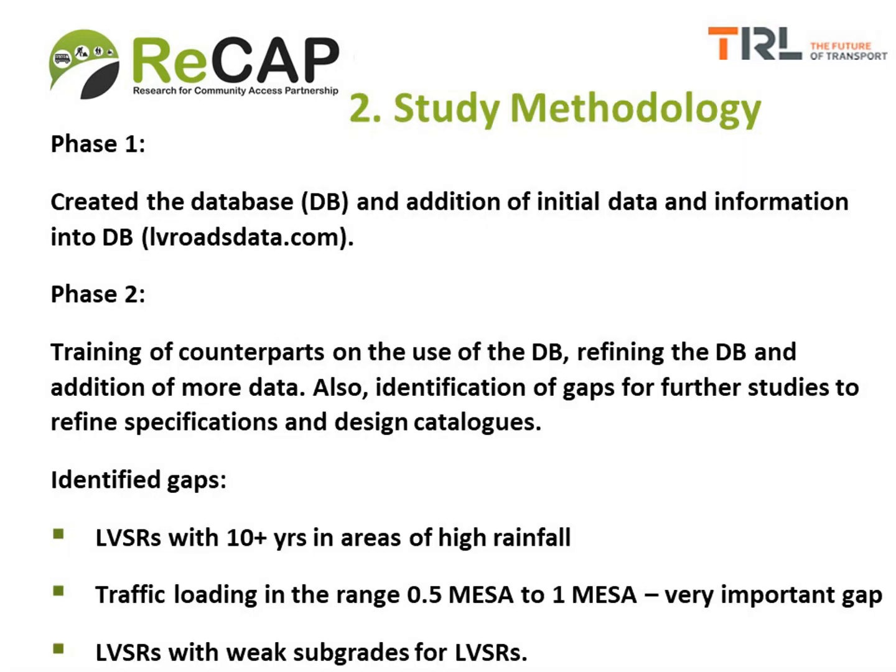The study was divided into three phases. The first phase was the creation of a database and addition of initial data and information into the database. This database contains performance data for various low-volume roads, and it can be accessed through the website shown here. The second phase of the study involved training of counterparts in the various countries on the use of the database, refining the database structure, and addition of more data.